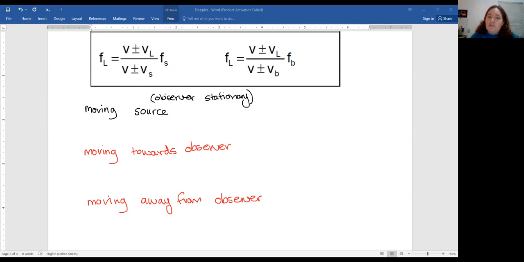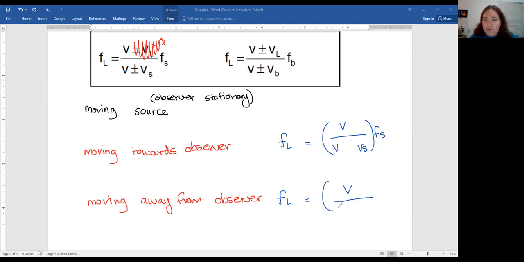Now, the first thing I can do is, if the observer is stationary, then the velocity of the listener is zero, and this entire bit disappears. This is the one case where you may make it disappear and not sub in a zero. So FL is equal to V on its own, plus zero, which you don't have to put in. On the bottom, we're going to have V plus or minus VS, times FS. I quite often write it out like that so that I remember I'm multiplying: FL equals V over V plus or minus VS, times FS. Now, I do a weird thing in my head when I see this.